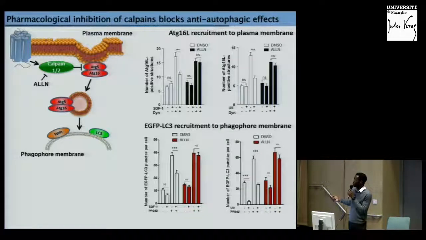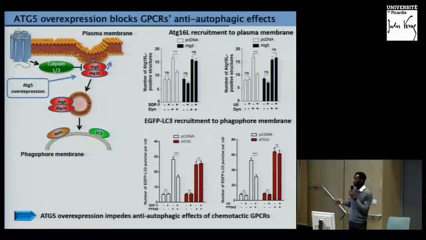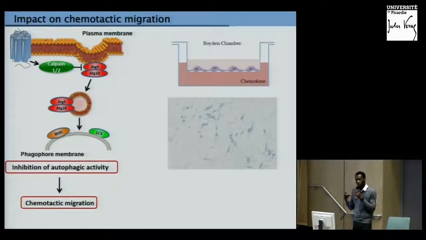But as you can see, treatment of cells with ALLN in both cases re-established recruitment of ATG16 to the plasma membrane and recruitment of LC3 to mature autophagosomes, suggesting that the effects noticed till here might be relayed by calpains. To go a step further, we wondered if we might inhibit these effects by overexpressing ATG5, possibly compensating its cleavage. So once again, when we overexpressed ATG5 in our model, we were able to block the anti-autophagic effects of the chemotactic GPCRs.